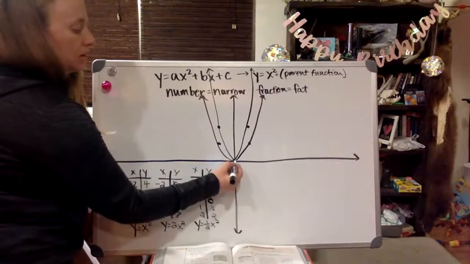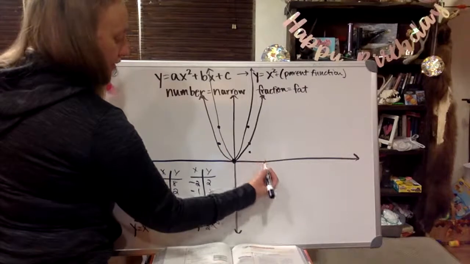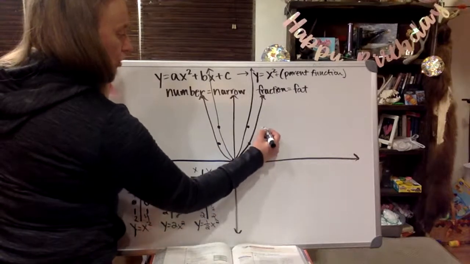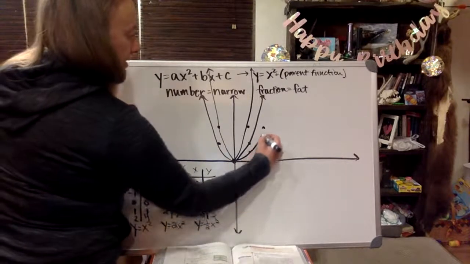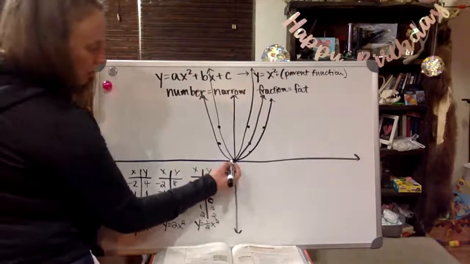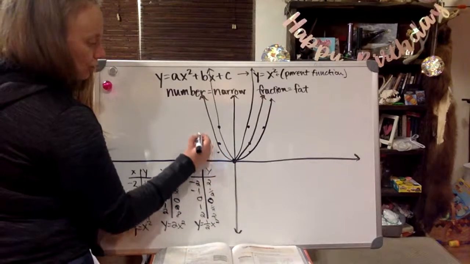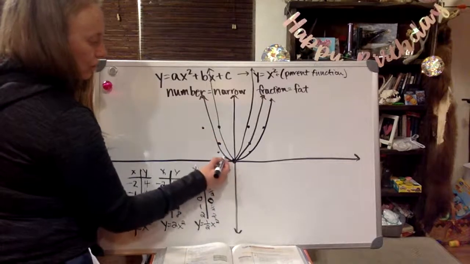So 0, 0, 1, 1/2, 2, 2. It is fatter. You see that? It's fatter. It's kind of cool. So 1/2, 2, 2.